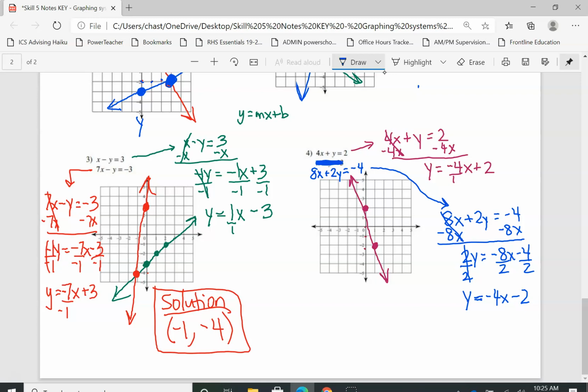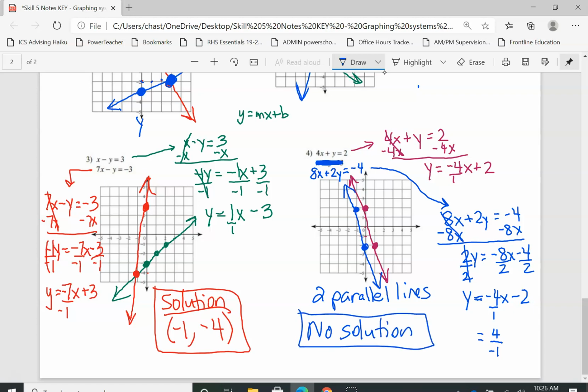All right, so graphing this, we're going to graph our y-intercept of -2. And our slope is -4/1. I can't go down 4, so remember this could also be 4 over -1. Doesn't matter where your negative is. So I'm going to go up 4 and left 1. And when we look at this situation, we have two parallel lines. And I know this because we have the same slope. So there's no solution. Okay.